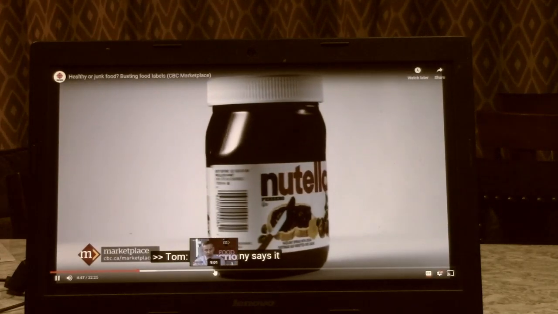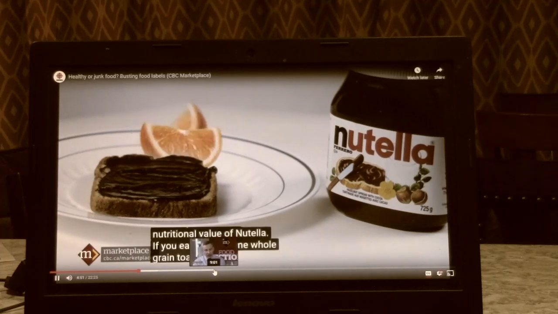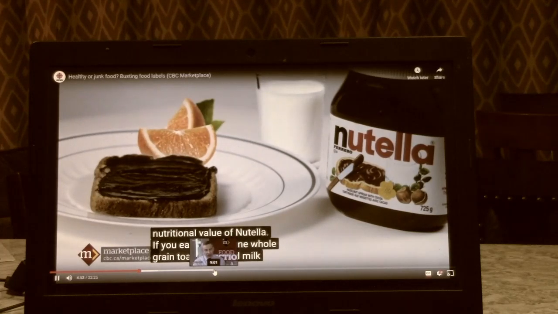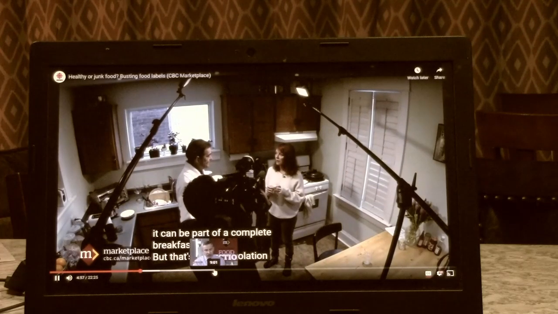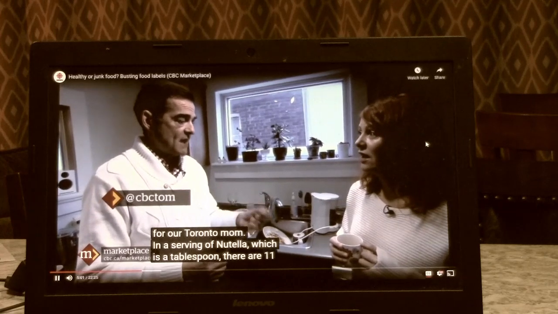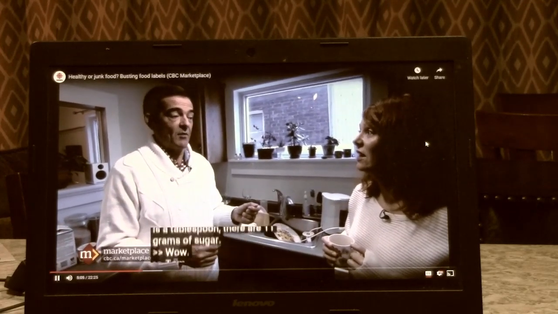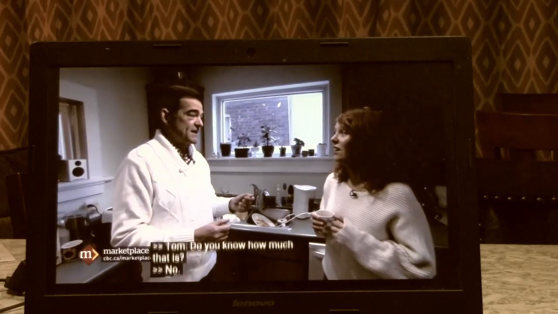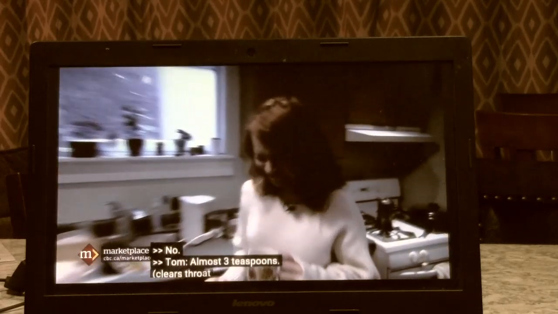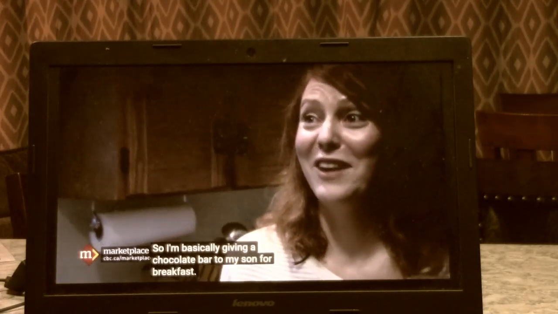The company says it doesn't promote the nutritional value of Nutella. If you eat it with some whole grain toast, fruit, and milk, it can be part of a complete breakfast. But that's little consolation for our Toronto mom. In a serving of Nutella, which is a tablespoon, there are 11 grams of sugar. Wow. Do you know how much that is? No. It's almost 3 teaspoons. That's a lot of sugar. So basically I'm giving a chocolate bar to my son for breakfast.